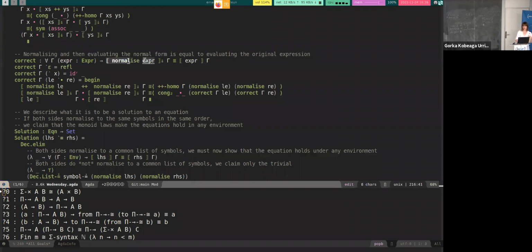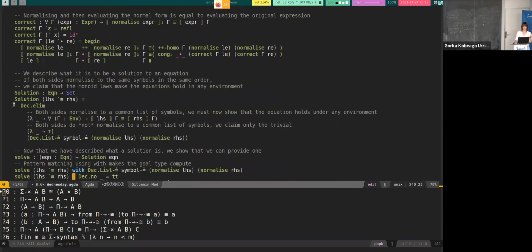So once we know that this is the case, what we can do is the following. And here I describe what a solution looks like. We start by normalizing both sides of the equation. So this is normalizing this side, normalizing this side. And so we obtain two lists. And we use decidable equality on lists and the fact that we have decidable equality on the symbols themselves to decide whether these two lists are actually the same or not.